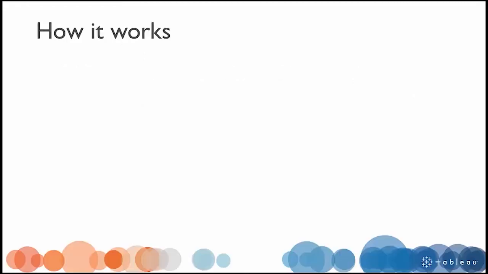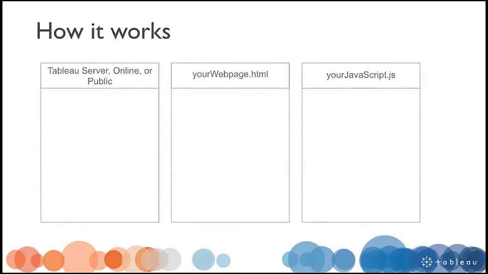So let's talk about how the JavaScript API works and how you enable it. First of all, you need three main components. You need Tableau Server, you need your web page's HTML, and you need your web page's JavaScript file.